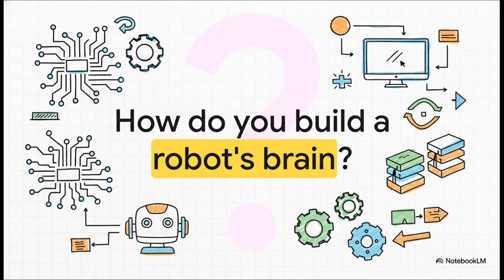Okay, so let's start with a really big question. How would you build a robot's brain? I mean, really think about it. The code that lets it see, process the world, and actually move? Where do you even start? Do you just open up a blank file and stare at that blinking cursor?